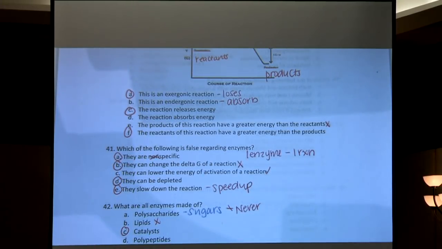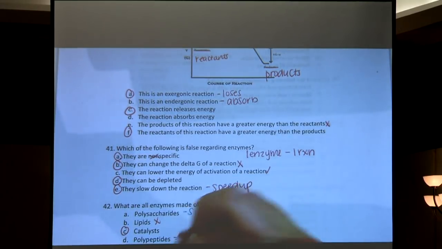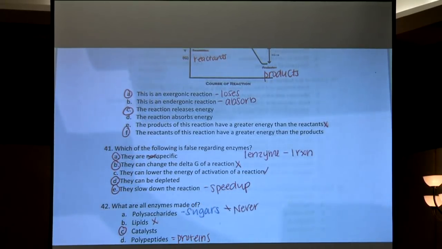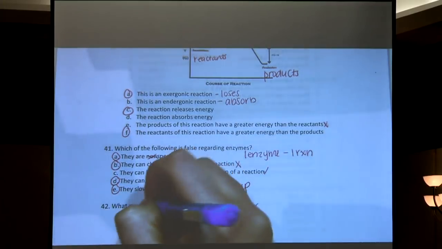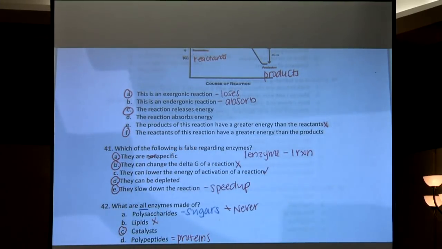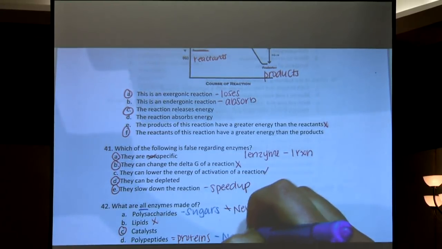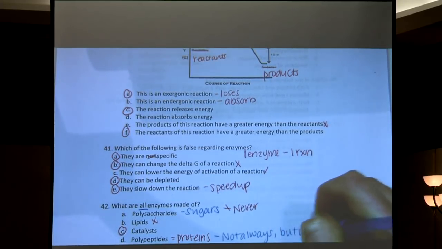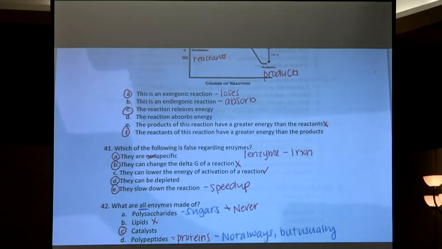Are they always made of polypeptides? So again, this is our protein. If we say that all enzymes are made out of polypeptides, this is actually false. In the last section, we learned about an enzyme that is not made out of a polypeptide. All right, so not always, but usually. Most of them will be polypeptides, but not all of them.